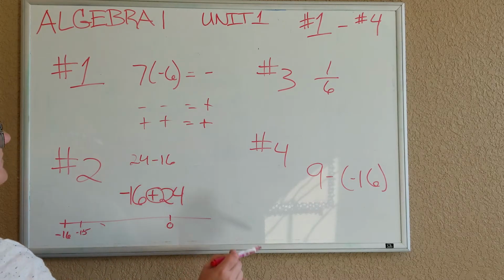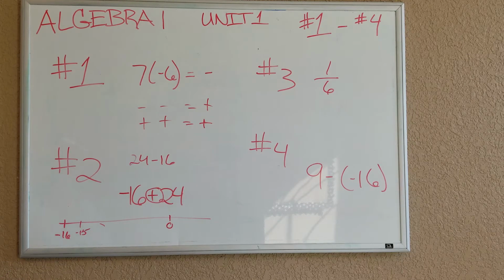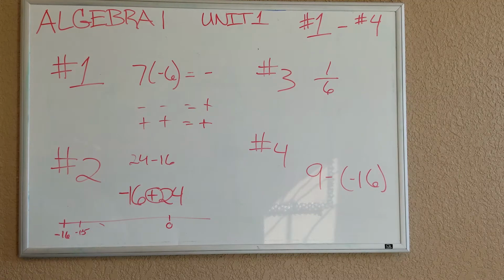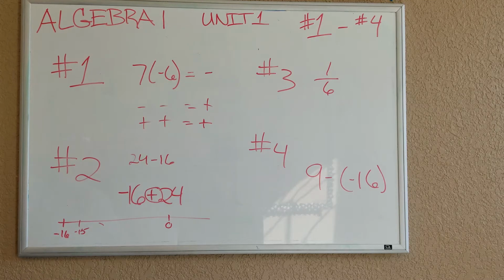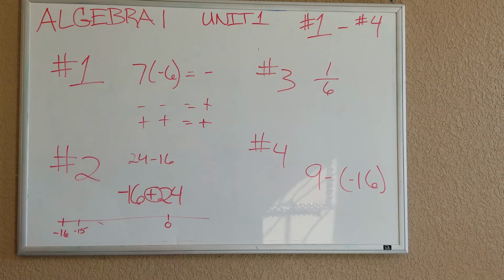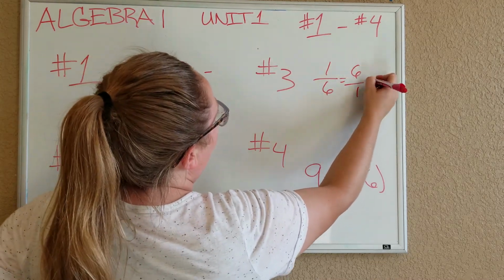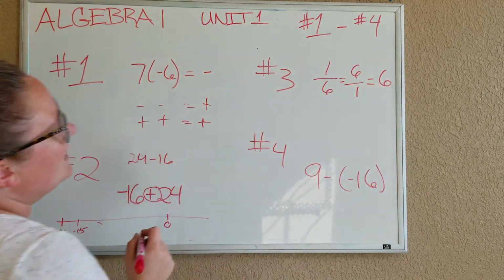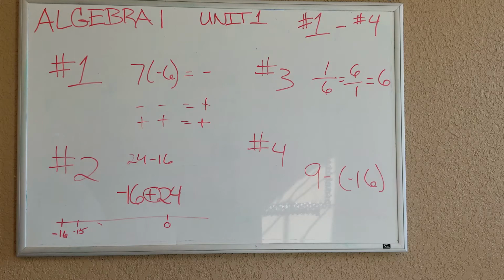Number 3, they ask, what is the multiplicative inverse of 1 over 6? So the multiplicative inverse of 1 over 6, you just invert it. So instead of 1 over 6, it's going to equal 6 over 1, or just 6. So the multiplicative inverse is the opposite of a fraction.